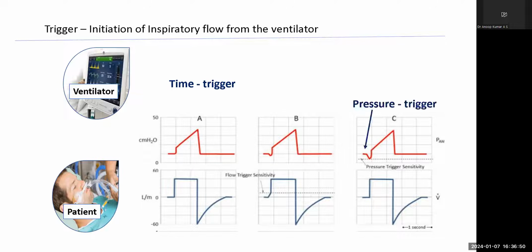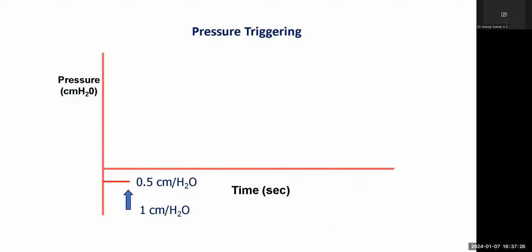Then we have the pressure trigger and the flow trigger. In the pressure trigger, as you can see here, when the pressure goes to a negative value to a particular level, suppose you keep -2 centimeters, then the machine will sense that as an inspiratory effort and deliver the breath. Suppose it is a volume or flow trigger, again a particular value, something like 2 liters per minute you are keeping, when it reaches that point, then the patient will again trigger the breath.